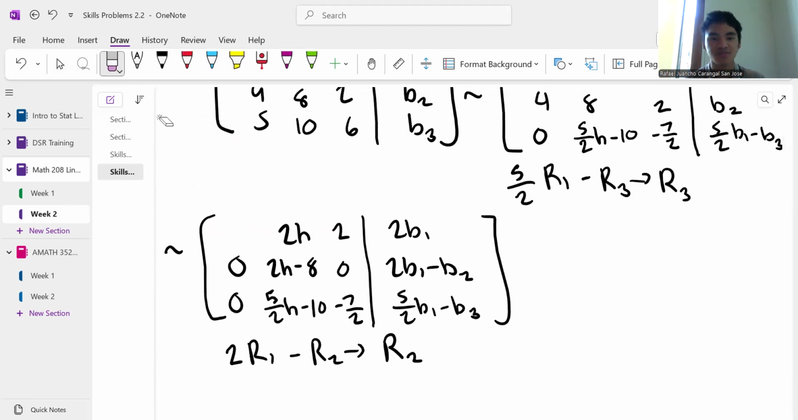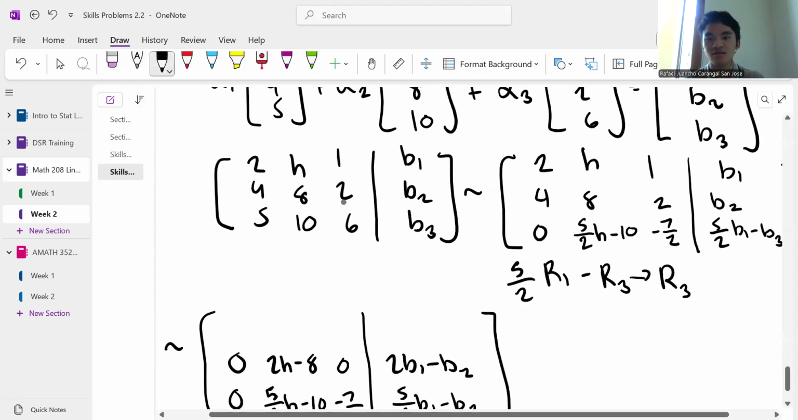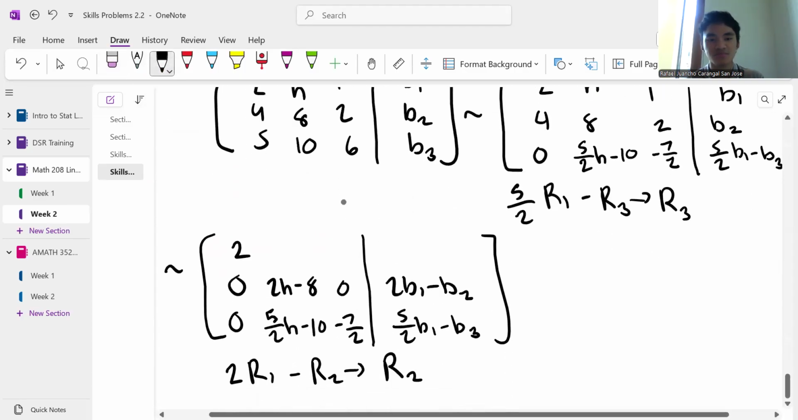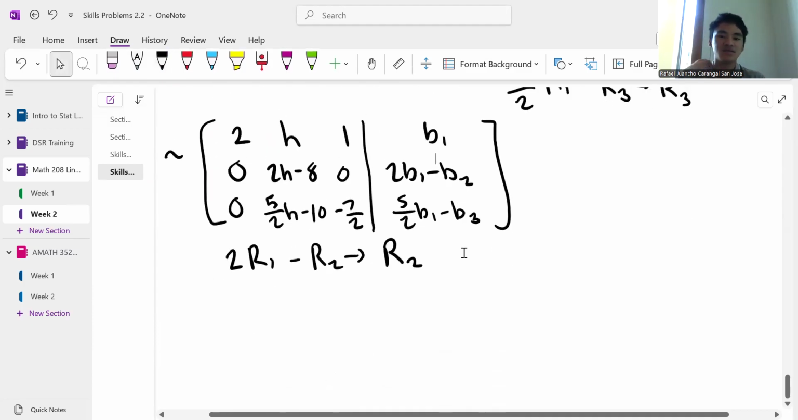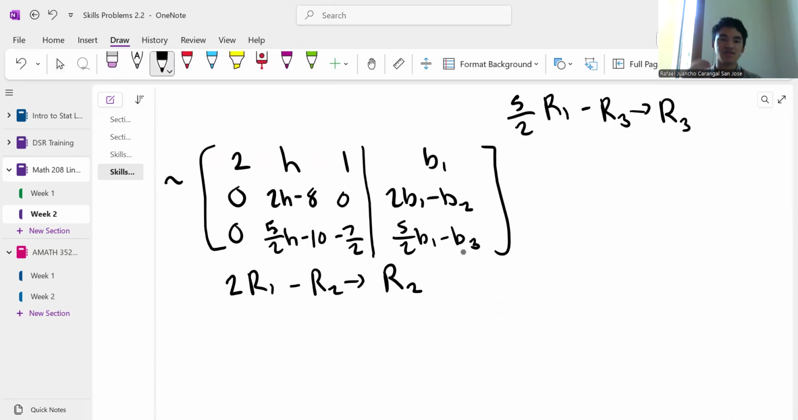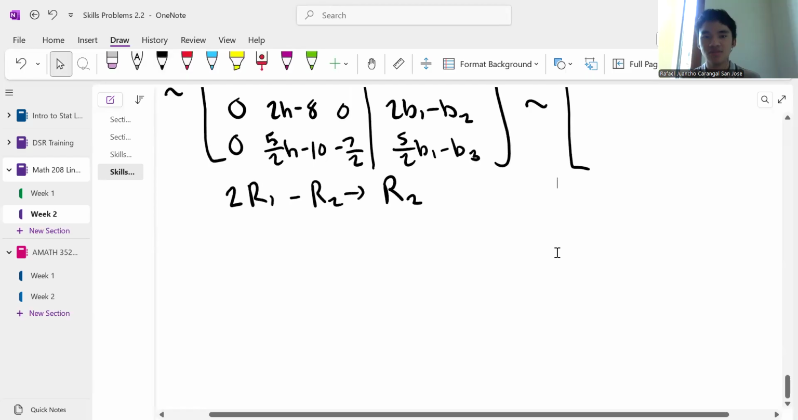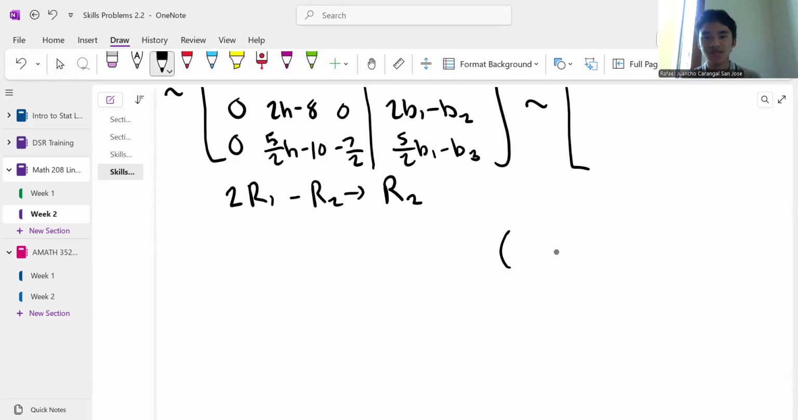Now you can just reset this R1 to what it used to be. 2H, 1, B1. And lastly, let's get this thing to 0. How do we do that? We want, so I want to multiply this by some k value. I'm just going to use k.